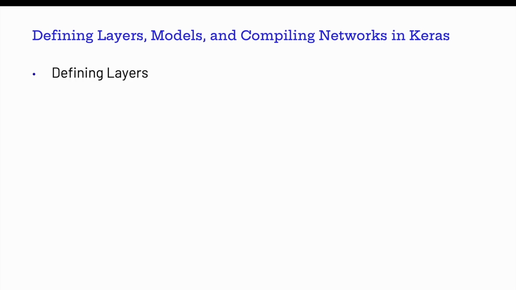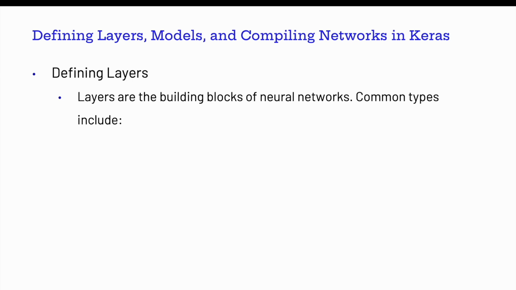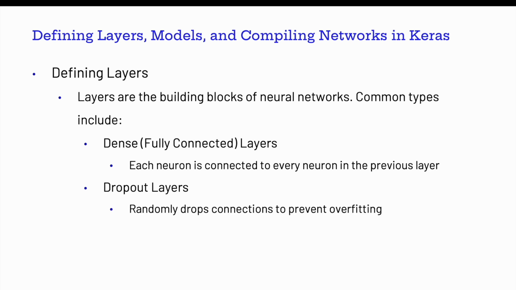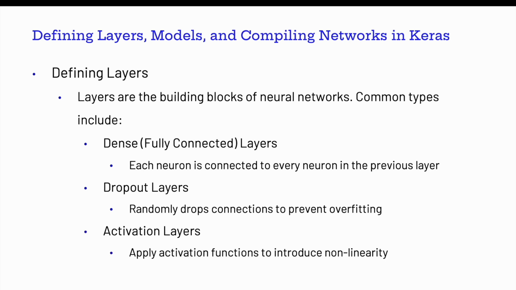So first, let's look at defining layers. Layers are the building blocks of neural networks. Common types include dense, which is fully connected layers, where each neuron is connected to every neuron in the previous layer. Then we have the dropout layers. It randomly drops connections to prevent overfitting. Then we have the activation layers, which apply activation functions to introduce non-linearity.